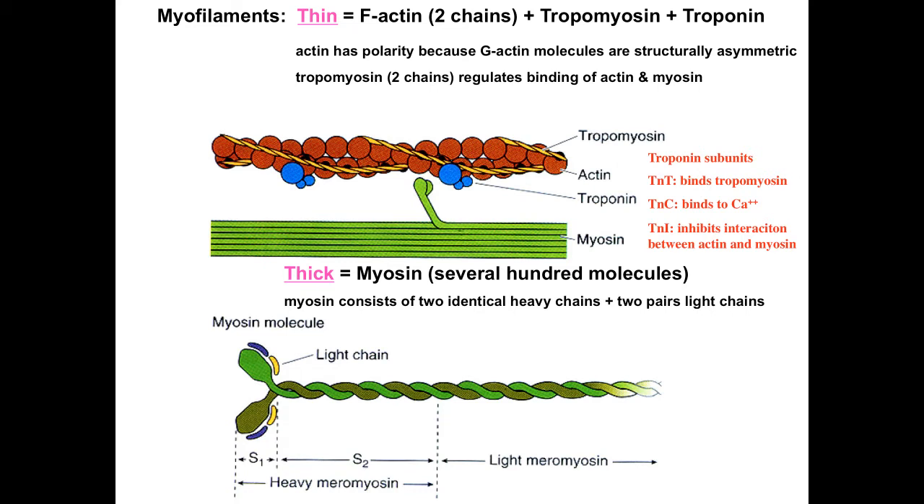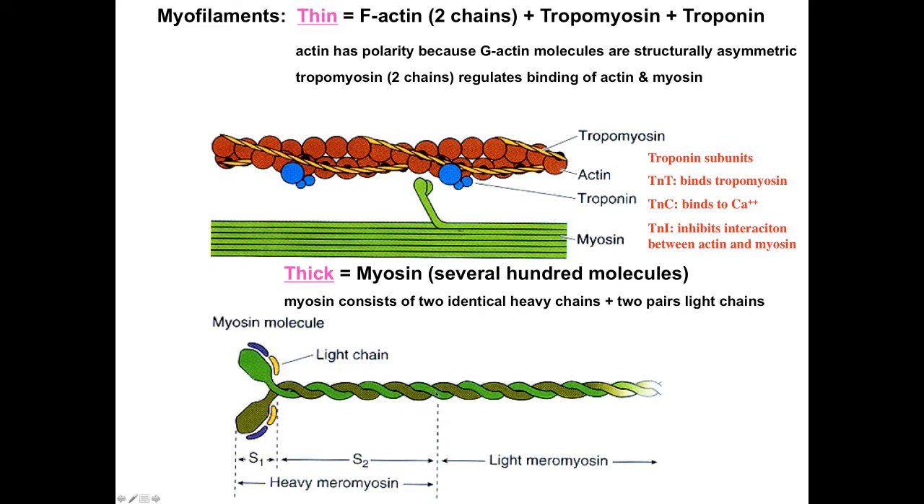The bottom part of the cartoon shows the thick filament. The thick filament consists of several hundred myosin molecules, and a myosin molecule consists of two identical heavy chains plus two pairs of light chains. Now the artist has drawn the myosin molecule, the two identical heavy chains, just as different shades of green, only to let you realize that they're two different heavy chains, but they're identical to each other. And then the light chains shown here.